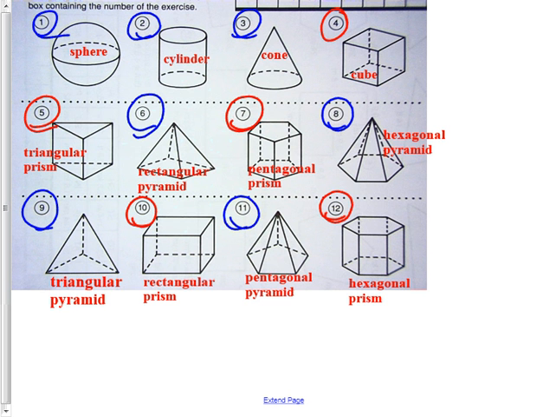Now let's talk a minute about faces, edges, and vertices. Remember that a face is one of the flat surfaces of the figure. So let's look at the cube to begin with. The cube has 6 faces because it's made up of 6 surfaces that are each squares.